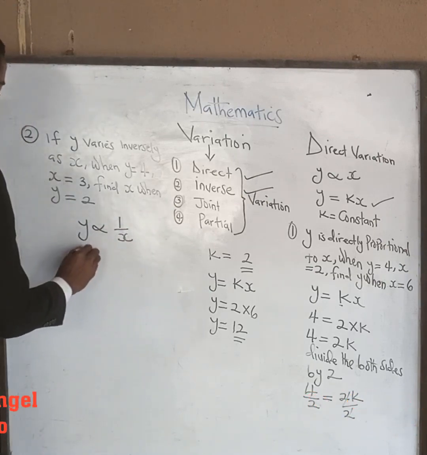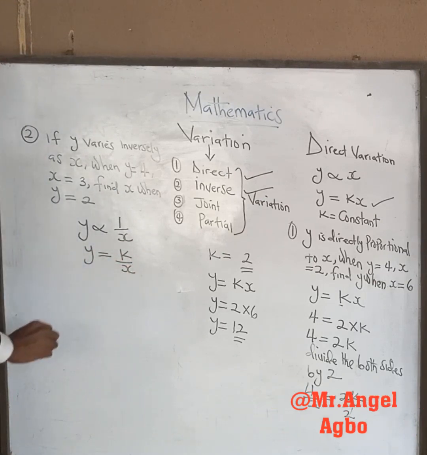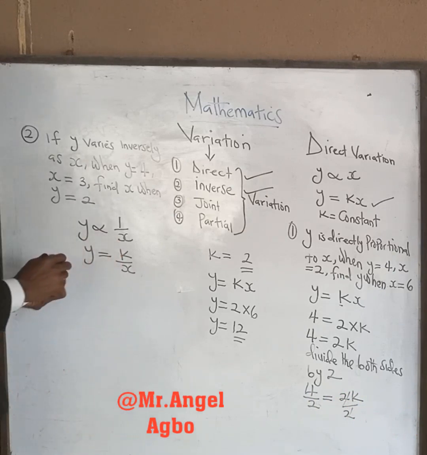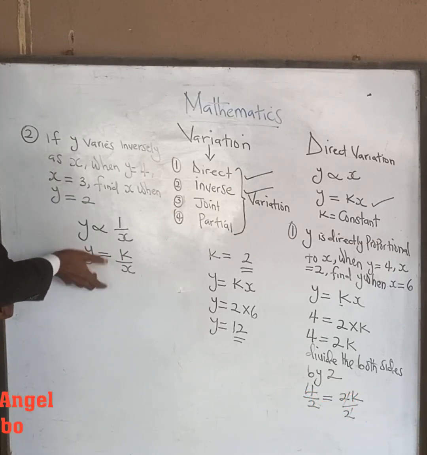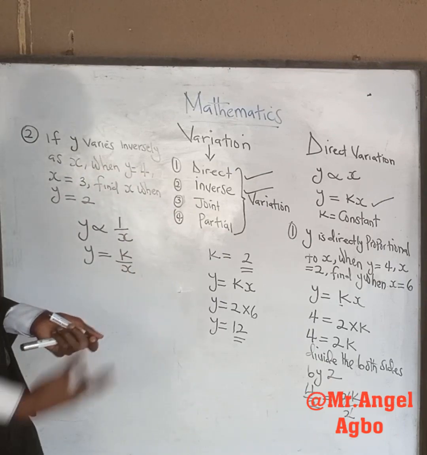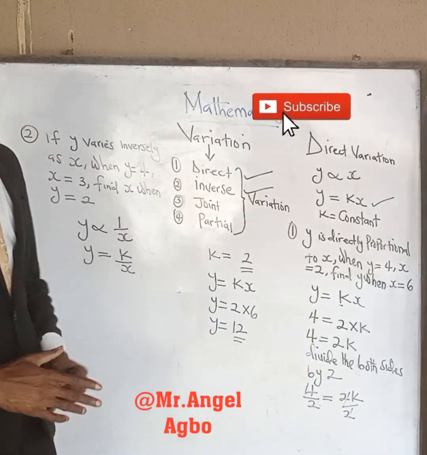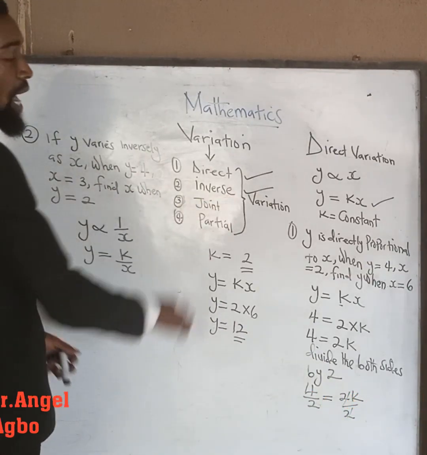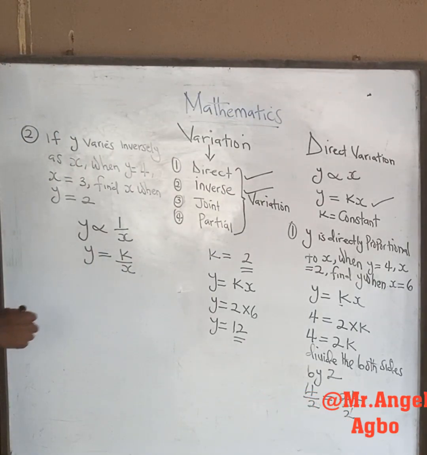Meaning that y is equal to k over x. You remember that our k is our constant number. So it shows here that while y is increasing, our x is decreasing. So they work oppositely, in different directions. Do you understand? This is the kind of relationship we have under inverse variation.